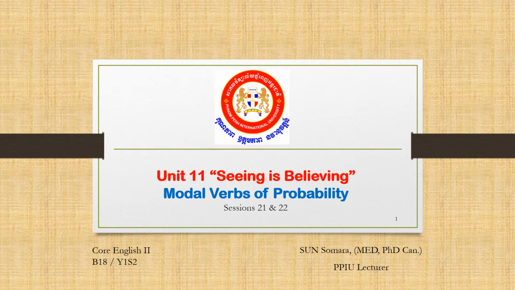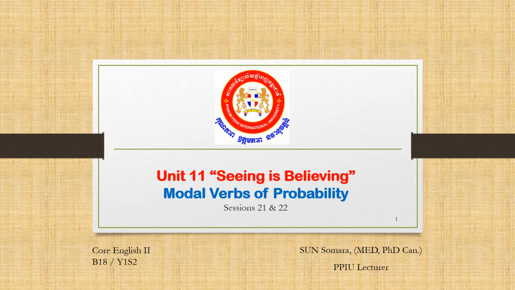Then we shall move to a new unit, Unit 11, Seeing is Believing. What is it about? Seeing is believing. Is it true for you? In this part, we are to discuss modal verbs of probability. Just one thing regarding the modal verbs here.